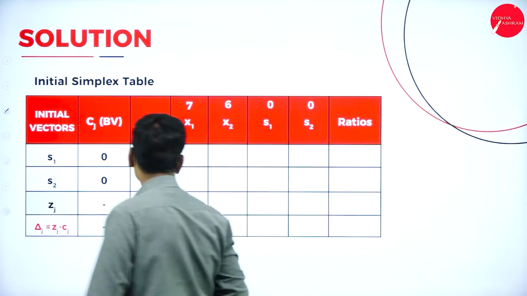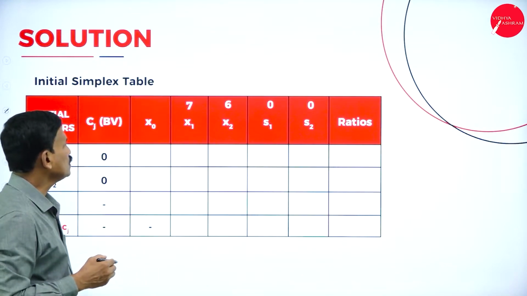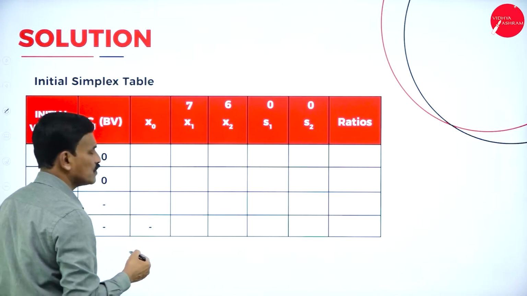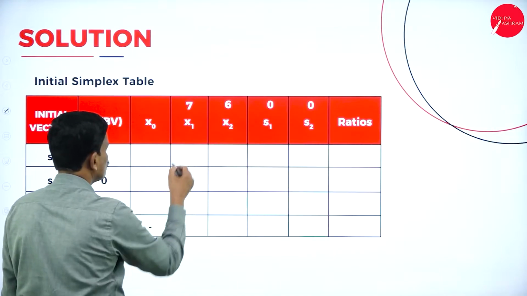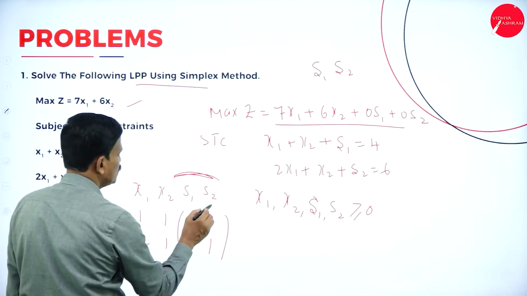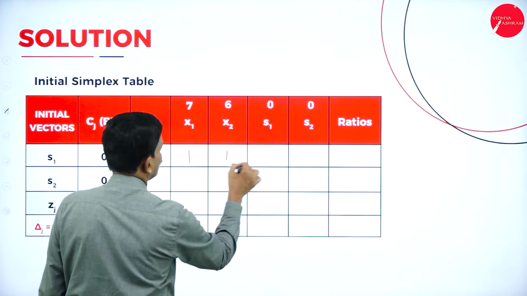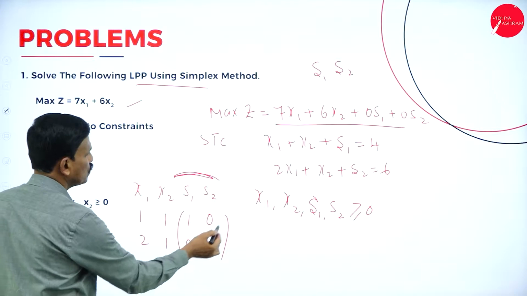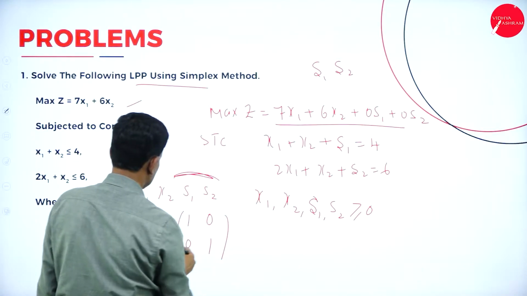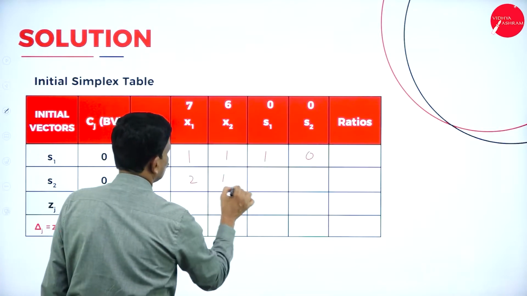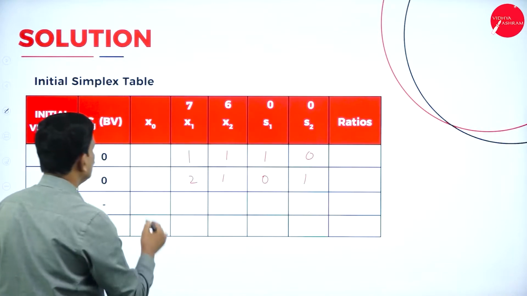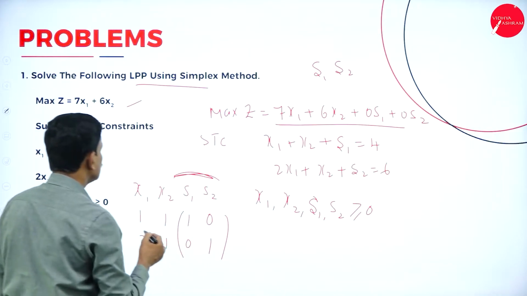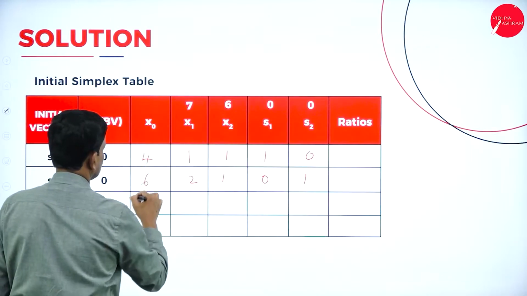Now write down the coefficients of the constraints x1, x2, s1, s2. For the first equation, the coefficients we have are 1, 1, 1, 0. And for the second equation, 2, 1, 0, 1. Here, the values of x naught are on the right hand side, that is 4 and 6.